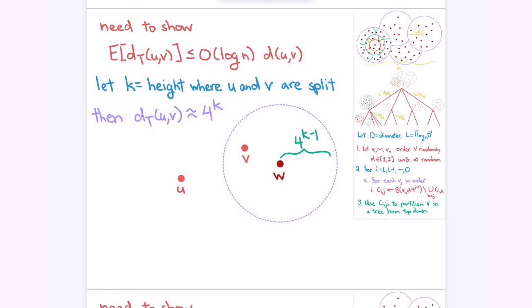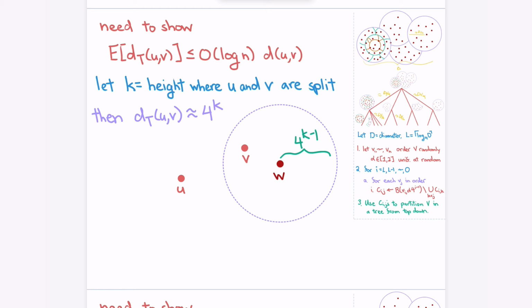Just to make sure we're on the same page, suppose k is the height of the tree. I'm assuming the minimum distance is like 1. So let's say k is the height of the tree where two vertices are split. Then the tree is going to say these are roughly 4 to the k apart, because that would be the two biggest edges separating them. There might be smaller edges, but that's going to geometrically collapse. So it's going to be roughly 4 to the k.